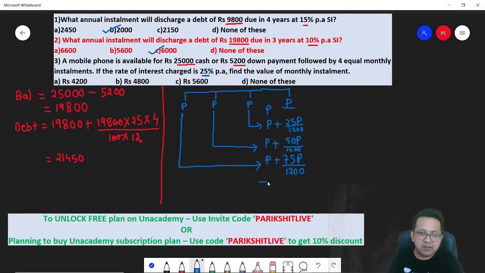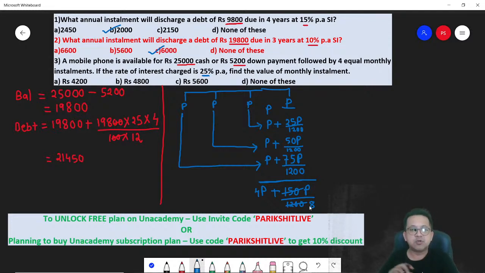So at the end of 4 months, how much money will the bank have in their savings account? 4P plus 150P by 1200. Sorry, 158 are correct. So at the end of 4 months, this is the money the bank will have: 4P plus P by 8.